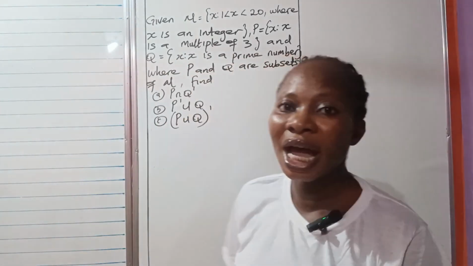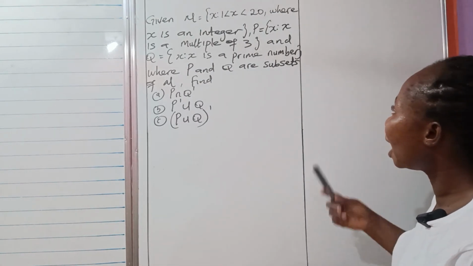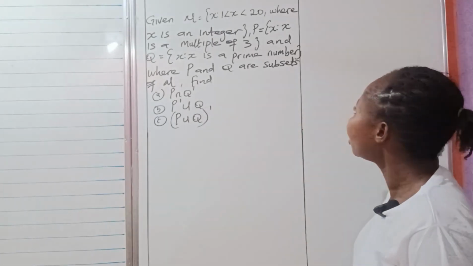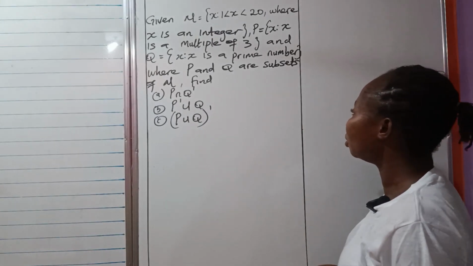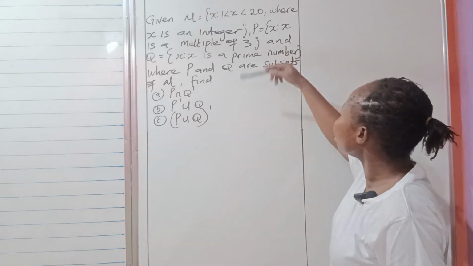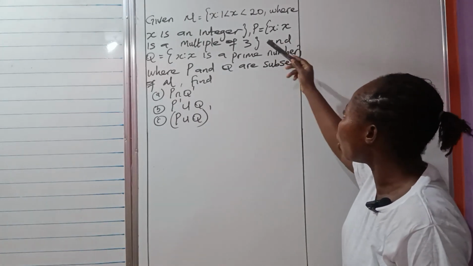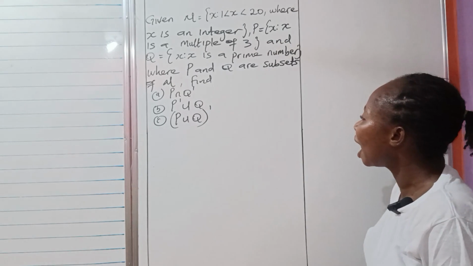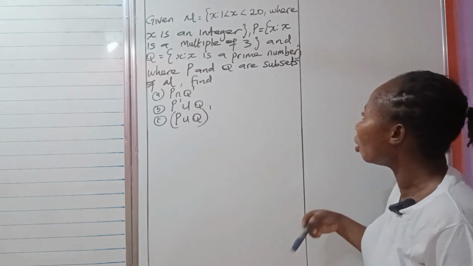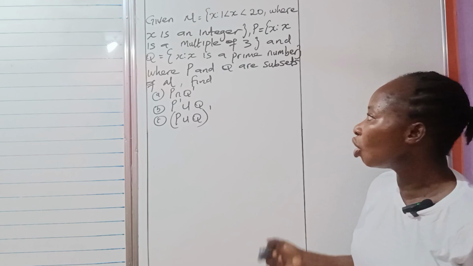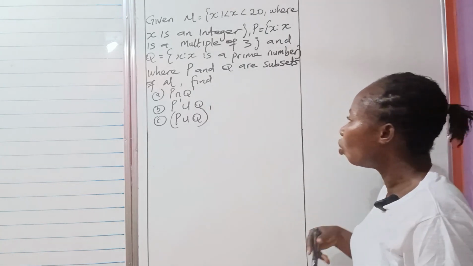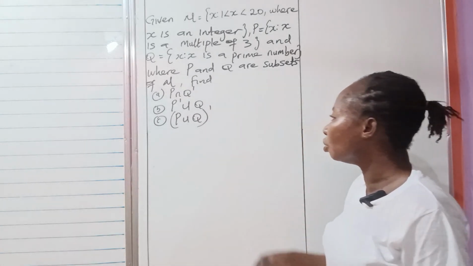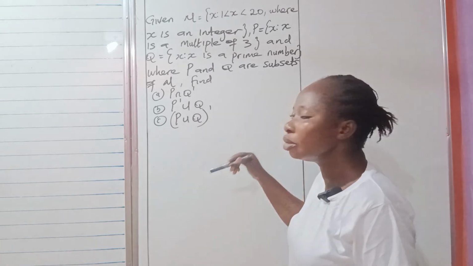Welcome back to class. We have this set question giving n equal to the set of x, where x is greater than 1 and less than 20. X is an integer. And we have p such that x is a multiple of 3. X is a subset of the universal set. And we also have q such that x is a prime number, where p and q are subsets of the universal set n. We want to find p intersect q prime, p prime union q, and p union q prime.